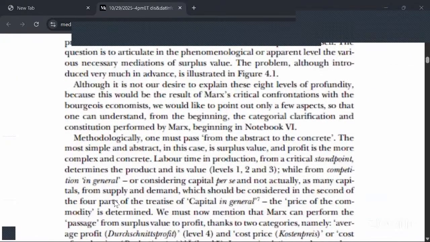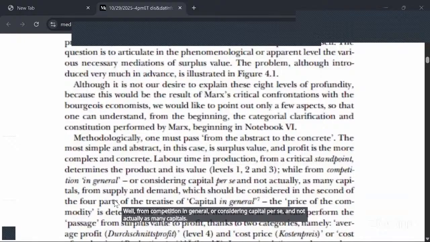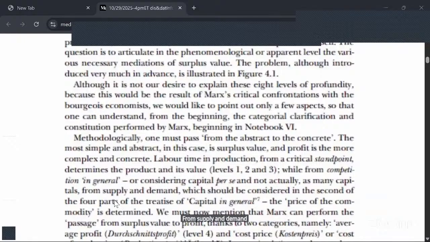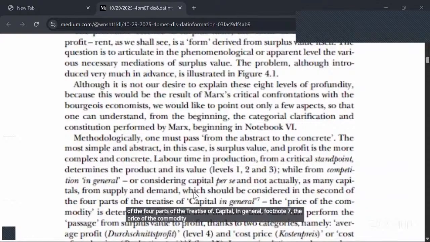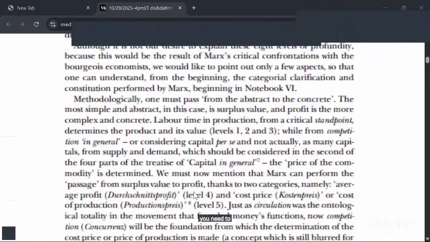While from competition in general, or considering capital per se, and not actually as many capitals from supply and demand, which should be considered in the second of the 4 parts of the treatise of capital in general, footnote 7, the price of the commodity is determined. So you need to think of this as sort of smaller internalized cycles in that sense.